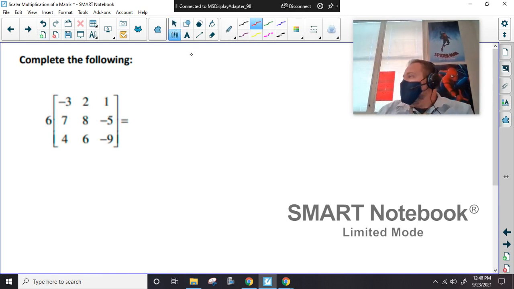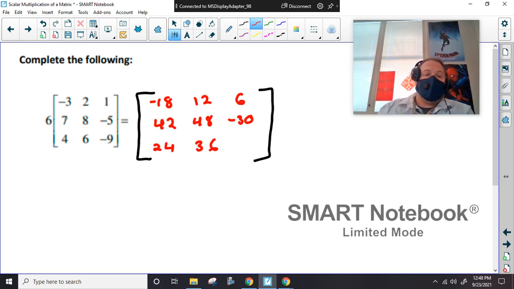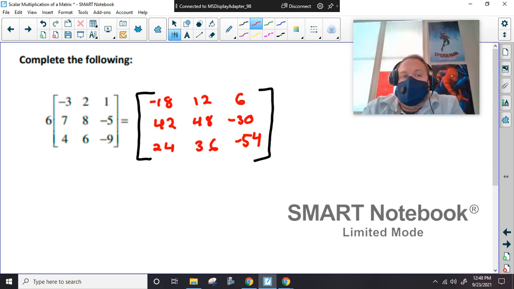Okay, so now this is what it means. All right, so we're going to have these little big bracket things. And then we're going to say 6 times negative 3, negative 18. 6 times 2, 12. 6 times 1, 6. 6 times 7, 42. 6 times 8, 48. 6 times negative 5, negative 30. 6 times 4, 24. 6 times 6, 36. 6 times negative 9, negative 54. Okay, so that's it.